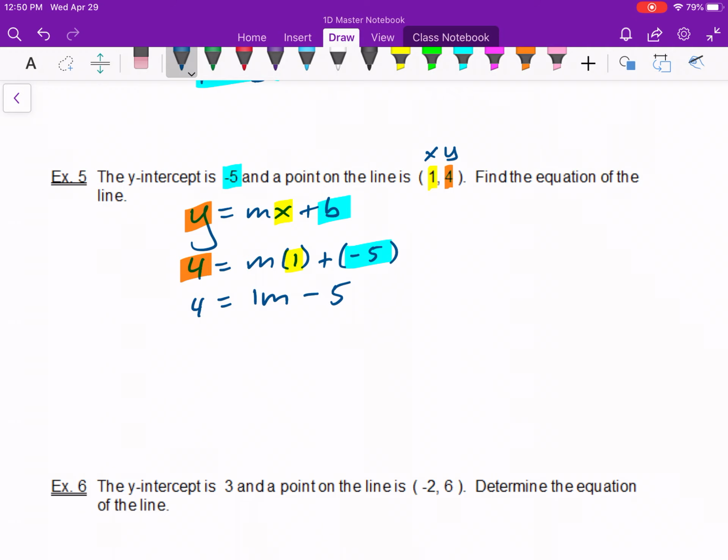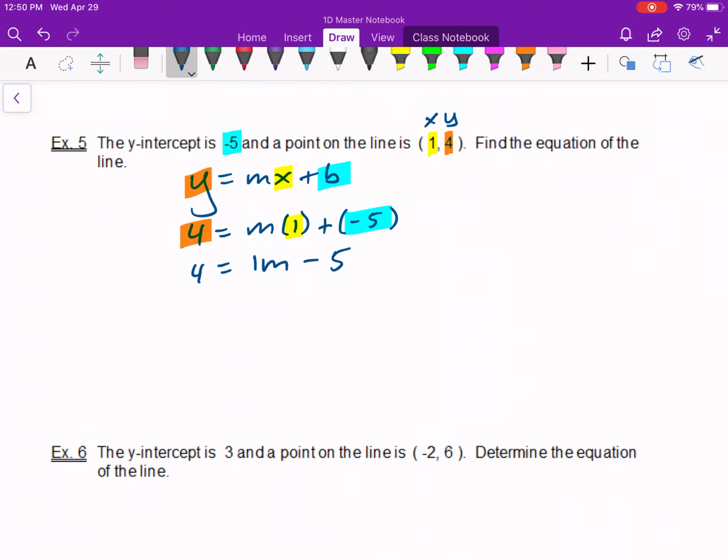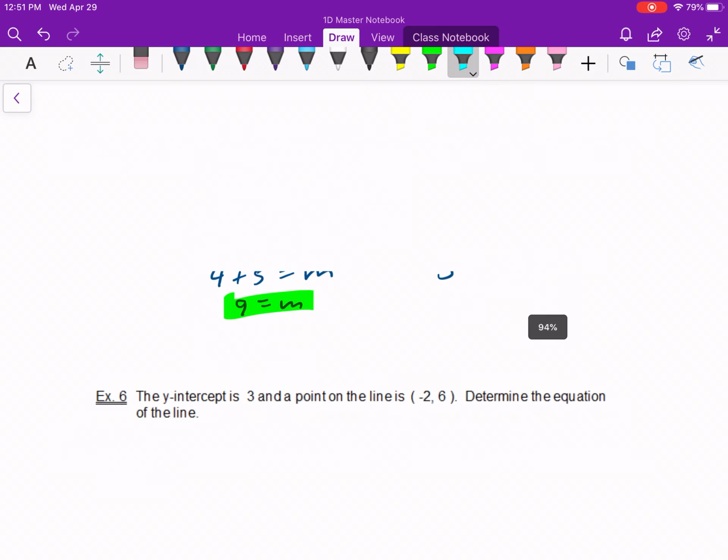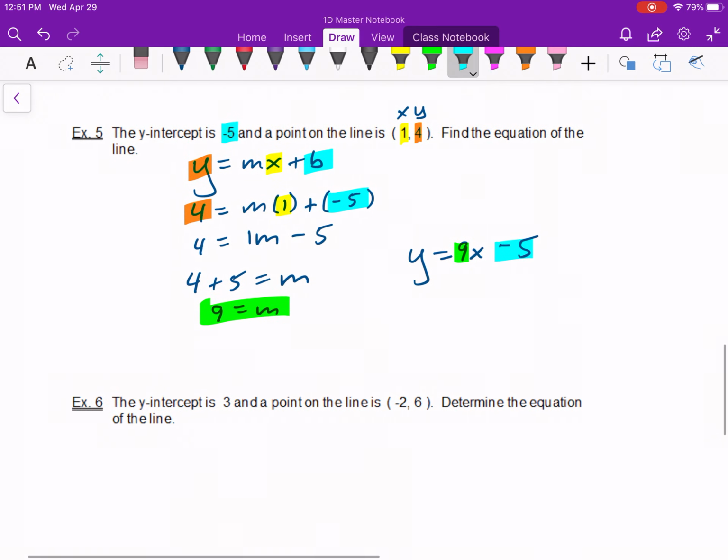So now I can solve this to find out what m is. So 4, and then I will add 5 to each side, and 1m is just m, so I can just leave it like that. So this becomes 9, and now I know that m is 9. That was the missing thing from what I needed for my equation. So y equals 9x minus 5. Whoops. Minus 5. So there's my slope. There's my y-intercept. It did the exact same thing as before, except that I was finding m instead of finding b.